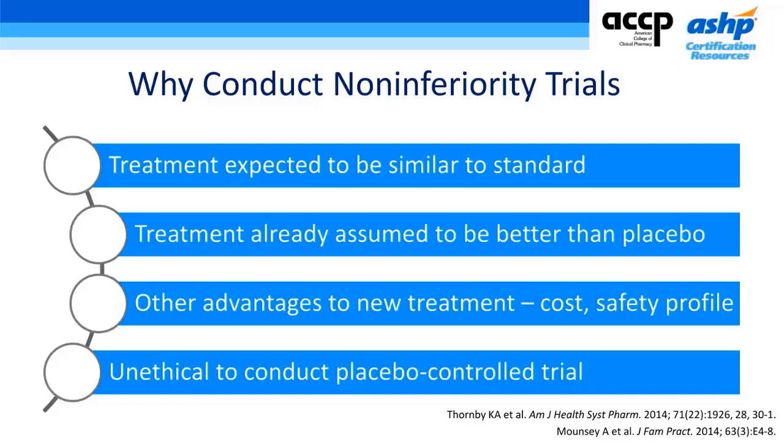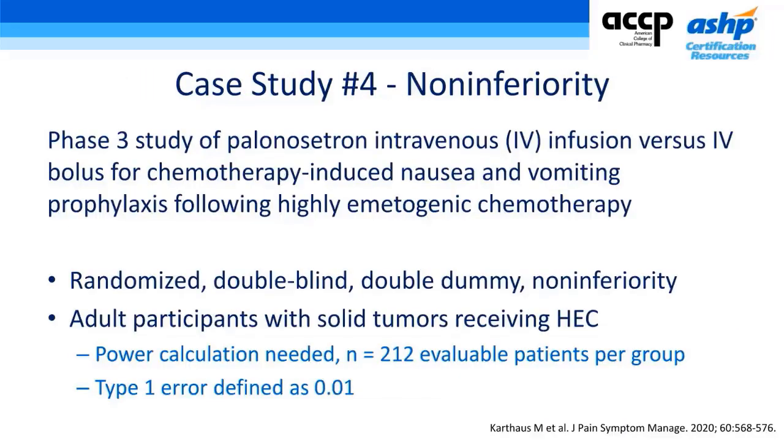And then it could also be unethical to conduct a placebo-controlled trial, which very well could happen within the oncology realm as well. Let's look at case 4 for non-inferiority. So, phase 3 study of palonosetron IV infusion versus IV bolus for chemotherapy-induced nausea and vomiting prophylaxis following highly emetogenic chemotherapy. The study was a randomized, double-blind, double-dummy non-inferiority trial, which included adult participants with solid tumors receiving HEC.